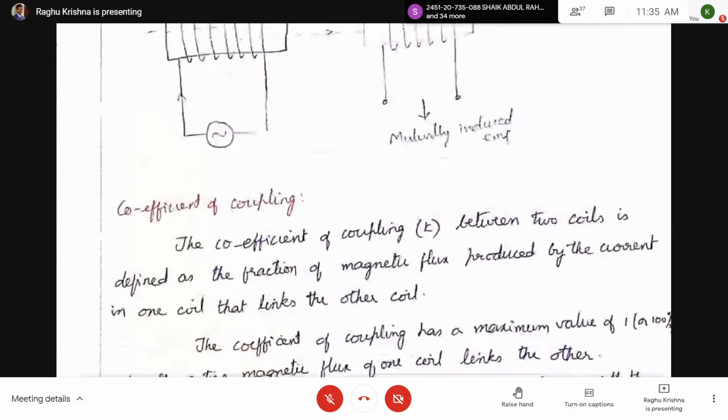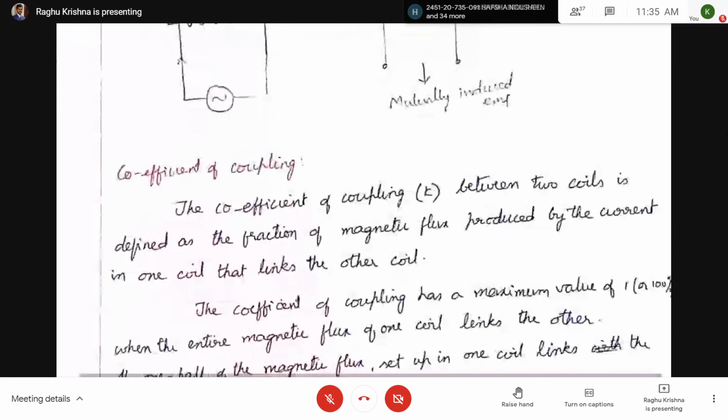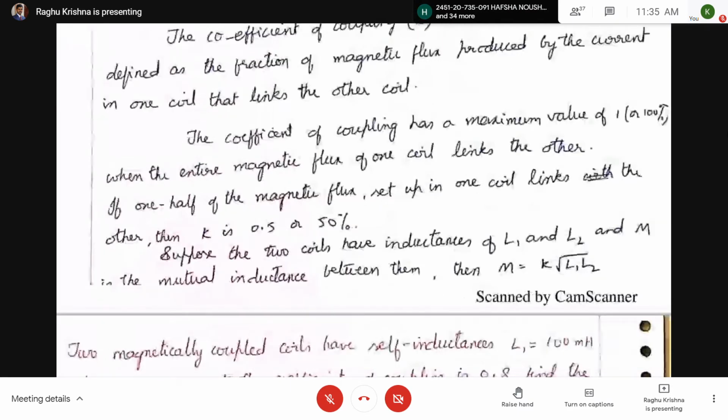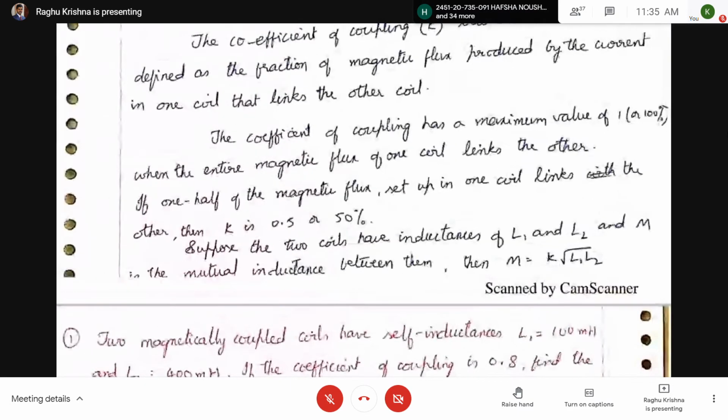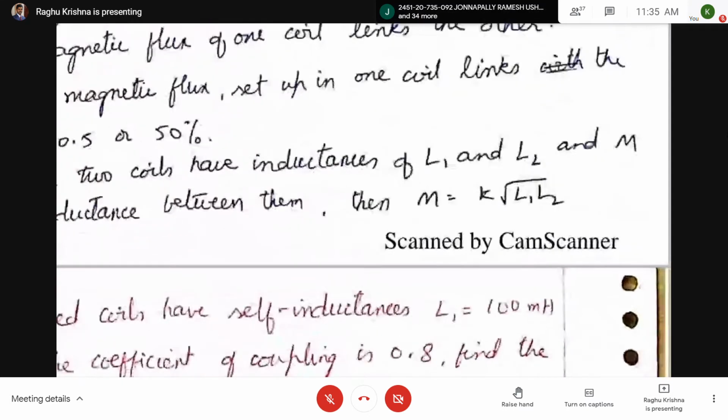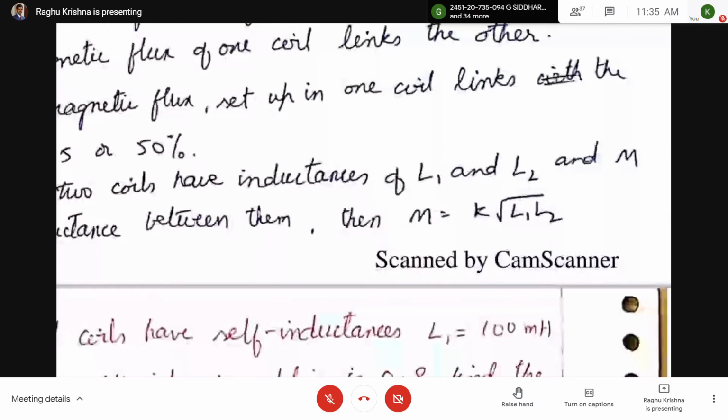Now the coefficient of coupling. The coefficient of coupling is given by K. So M is given by K into root L1 L2. M is equal to K root L1 L2, where K is the coefficient of coupling.